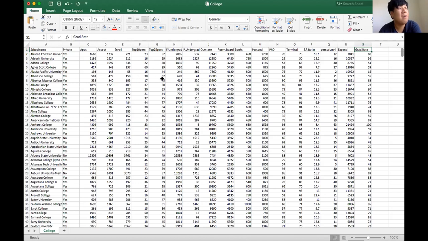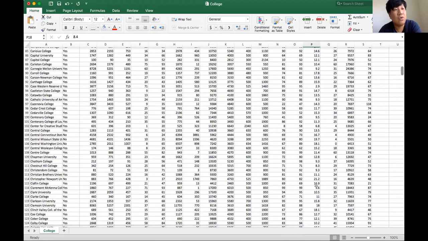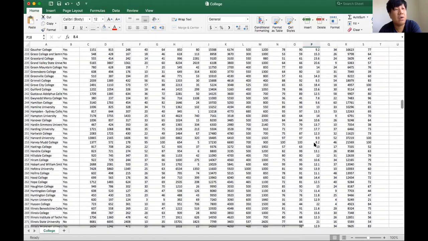For example, maybe the student to faculty ratio. That is just the ratio of students to faculty. A higher ratio means there are more students, or the number of faculty might be smaller than others. So a lower number means good. For each faculty member, there are 18.1 students available. For this college, they have 8.4. And you see some kinds of distributions over here.